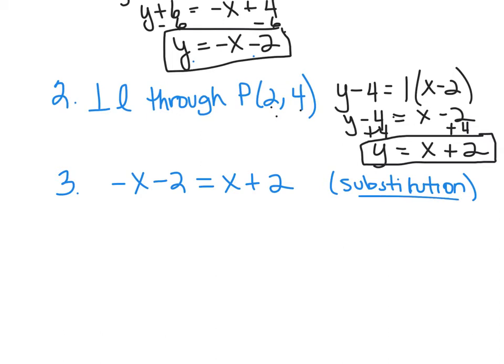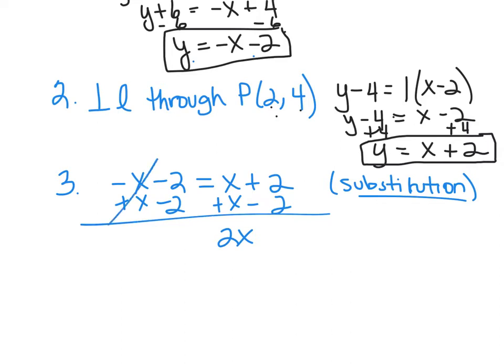All right, so now let's add x to both sides. So we get 2x, and we'll subtract 2 from both sides. Those cancel, and these cancel, so this is equal to -4. We'll divide by 2, and we get x equals -2. Okay, so that's the x-coordinate of my point of intersection.